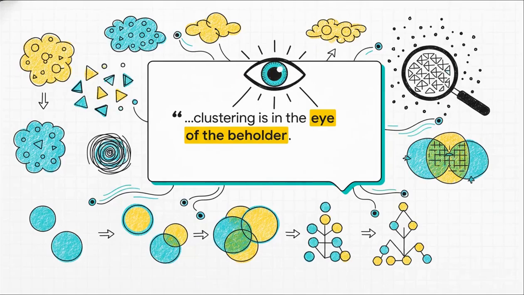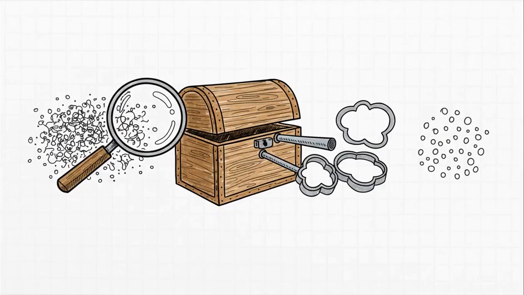There's this fantastic quote that floats around in the data science world that really gets to the heart of it all. Clustering is in the eye of the beholder. What that means is that there's no single best algorithm. The right choice depends entirely on what your data looks like, and even more importantly, what question you're trying to answer.